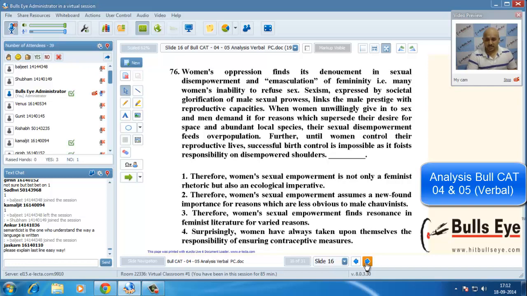Jaskaran wants another explanation for the last line. I will give it another shot. Further, until women control their reproductive lives, that means reproduction, whether to be pregnant or not, is in the hands of a woman. She decides whether I want it or not. The passage says that women do not have this power. They are not in total control.